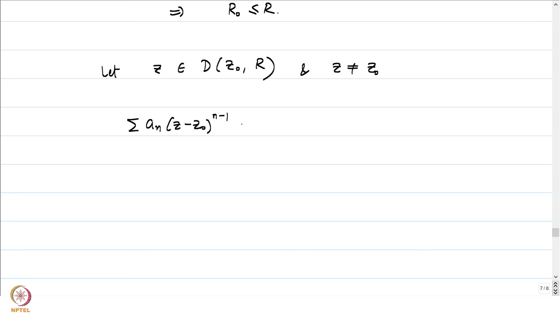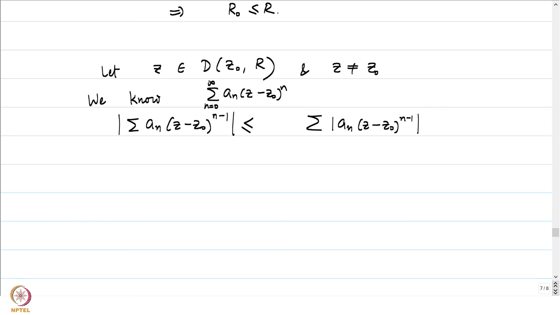less than or equal to 1 by the absolute value of (z - z0) into summation a_n (z - z0)^n, where n is from 1 to infinity. Well, we have just used the triangle inequality here, to be precise. Maybe I shouldn't skip steps. Let me just write down all the steps so that there is no lack of clarity. This is less than or equal to summation |a_n (z - z0)^(n-1)|. But remember that we know that summation a_n (z - z0)^n converges absolutely, because z belongs to D(z0, R).